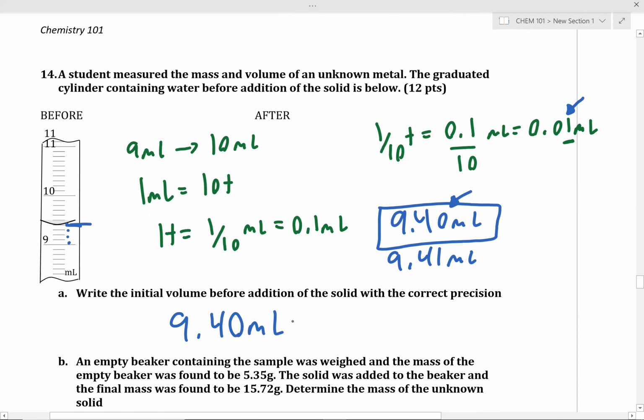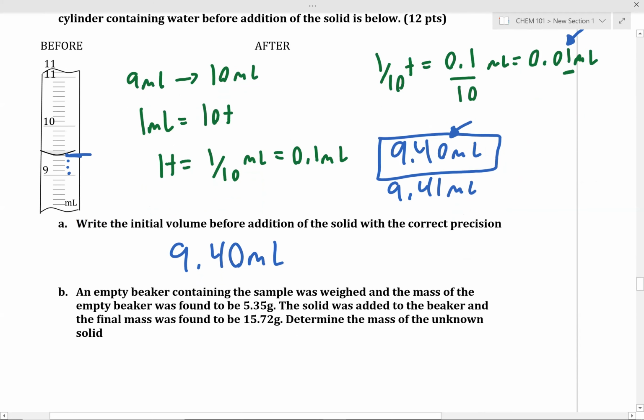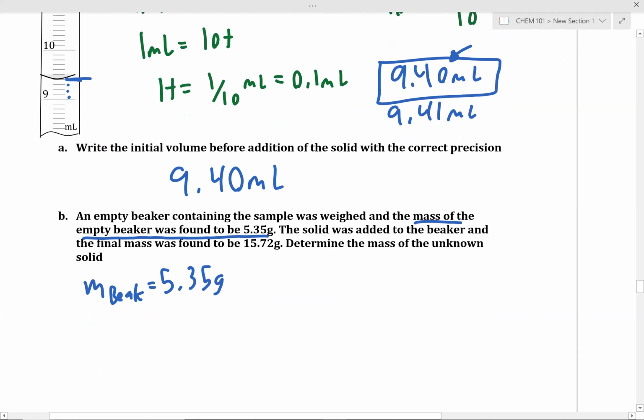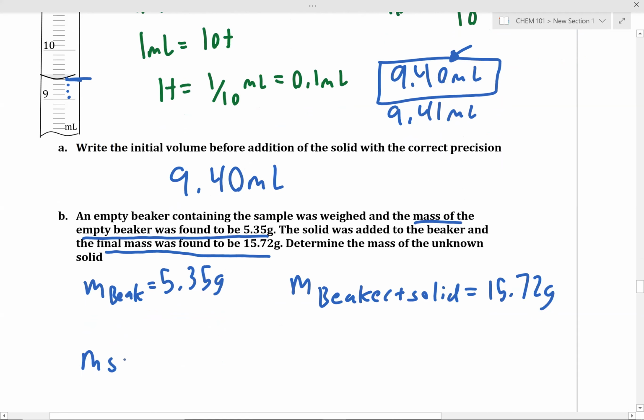milliliters. Okay, let's now take a moment. The empty beaker containing the sample was weighed, and the mass of the empty beaker was found to be 5.35 grams. So 5.35 grams is equal to the mass of your beaker. The solid was added, and the final mass was found to be 15.72. So the mass of the beaker plus the solid is equal to 15.72 grams.